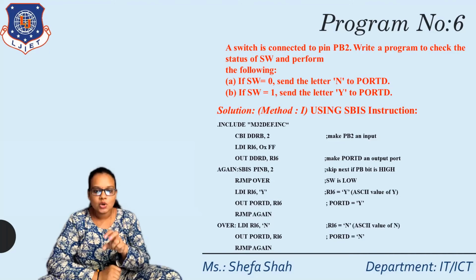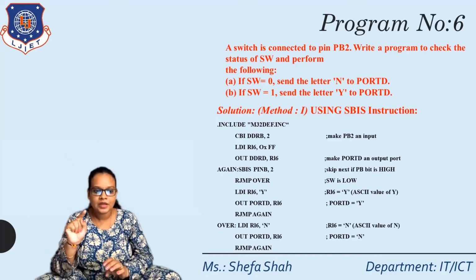So SBI DDRB, 2 will make PB2 an input pin. Also we need to make port D an output port, so the whole port is made an output. So we will use LDI instructions, not SBI and CBI. Right? So LDI R16, 0xFF and OUT DDRD, R16. Using these instructions, we will make the whole of port D an output port.